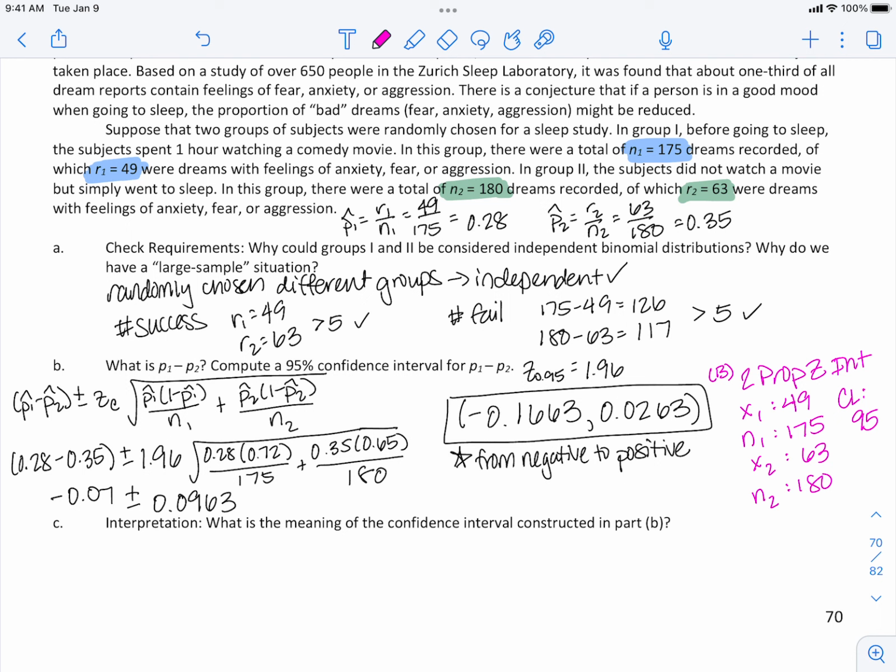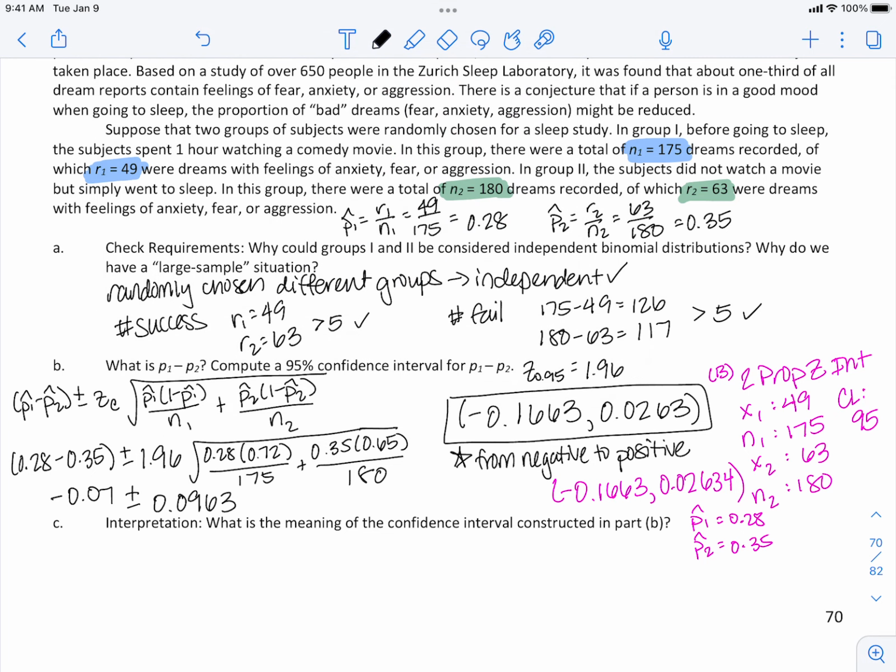And so then when you do this in the calculator, you end up with negative 0.1663 up through 0.02634. So the only difference is it goes one more decimal place on the upper bound. You'll also note it does tell you your P1 hat on the screen, which is 0.28, which verifies we calculated correctly, and it tells you your P2 hat, which is 0.35 on that screen. You don't need to write those down. I'm just pointing out that they are accurate with what we calculated.